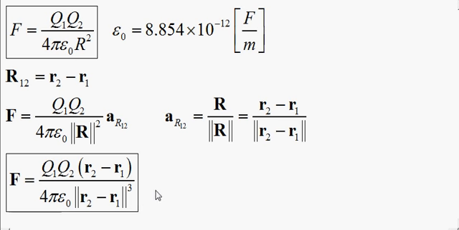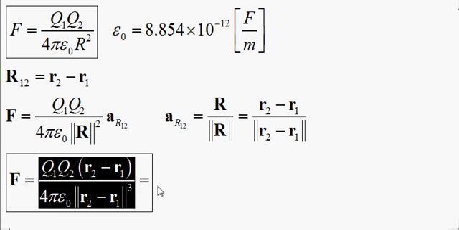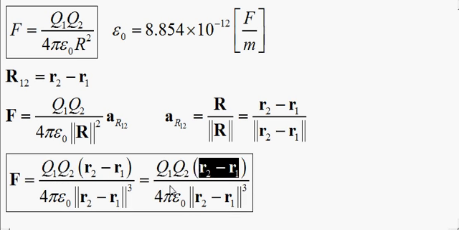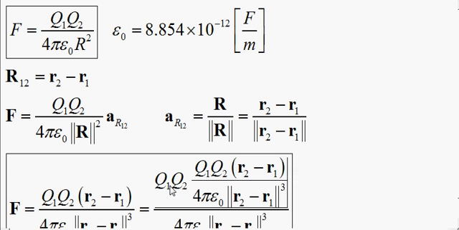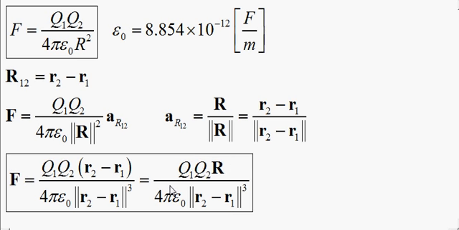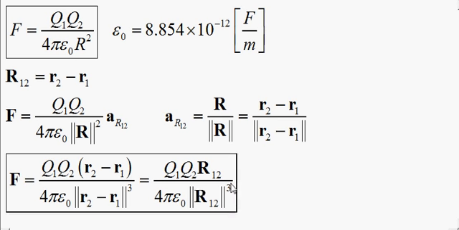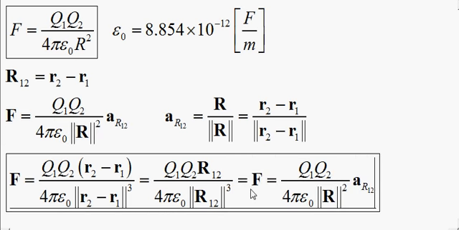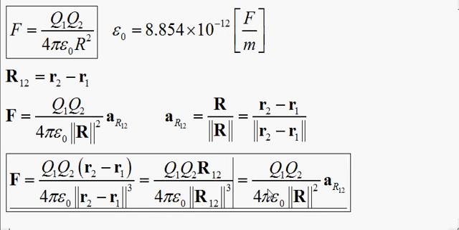It can be written like this, or as we had before, where we just replace R2 minus R1 with R12. Or it can be written like this. They're all equivalent ways to write the same thing.